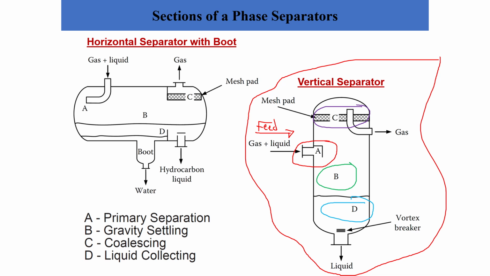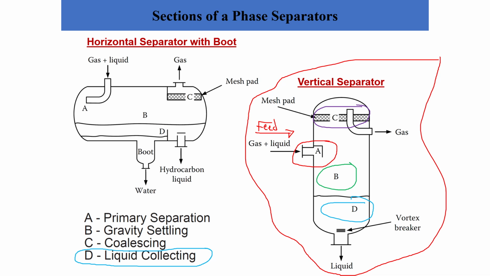Now area D will represent what we call the liquid collecting region, where you're going to start to collect the separated liquid from the gas stream. And then if you are dealing with three-phase, this means that you will integrate some other methods such as the boot in order to separate the two liquid phases from each other based on their density, as we have seen before. So this is what we call the liquid collecting area.